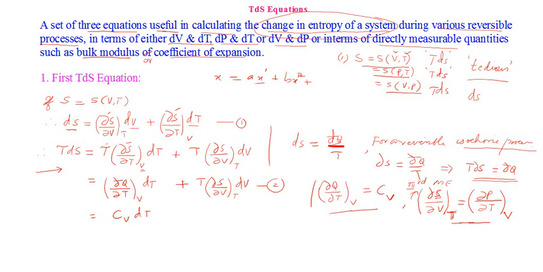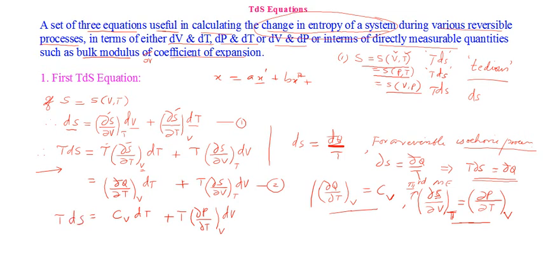See, so what I'm doing, I'm substituting for the term. So plus T into, instead of dou S by dou V, what I am supposed to substitute? I'm supposed to substitute dou P over dou T at constant volume. Do not miss out anything. dV. Now on the left side, what do you have? You have got TdS.